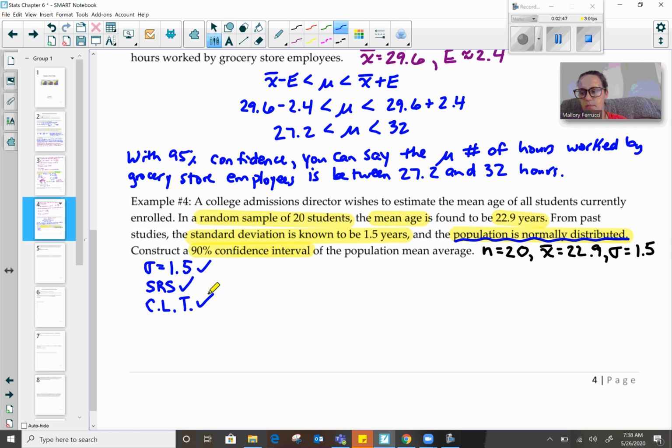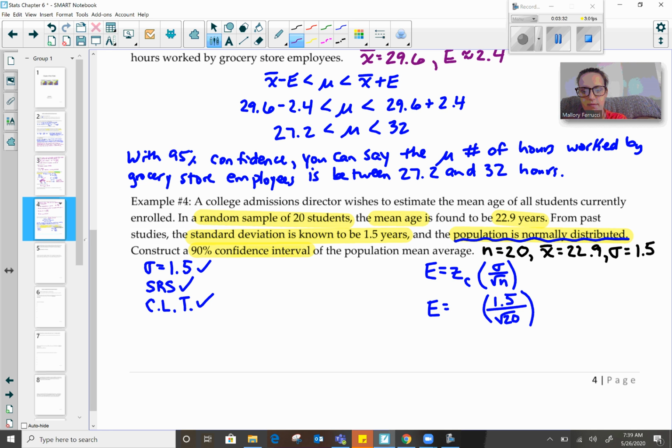Okay, so now from here, we are going to find the margin of error, which is E. Okay, so E equals z sub c times sigma over the square root of n. Okay, so we have sigma 1.5, and then the square root of 20, we do have n, but we do not know z sub c. So we have to find that.